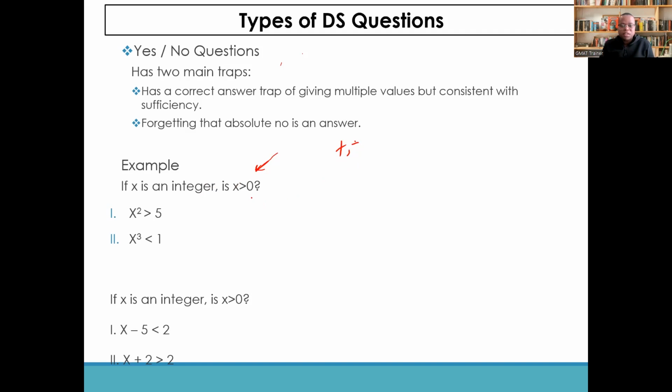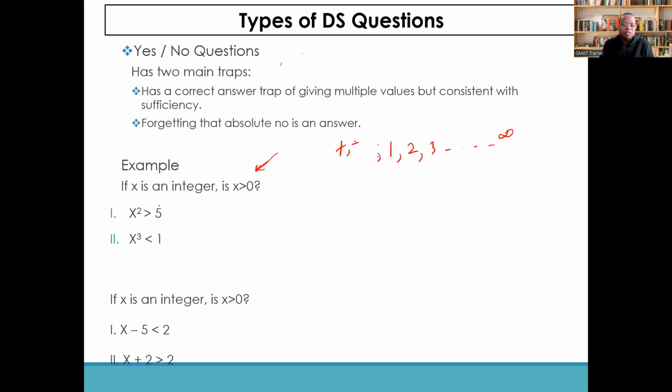You're being asked if x is greater than 0, which means is x positive? So is x 1, 2, 3, all the way to infinity? That's the question you're being asked. What would help us get sufficiency is if you get values that only fall in this range, with no negative values in the solutions. Then we can have this as sufficient. Otherwise, it won't be sufficient.